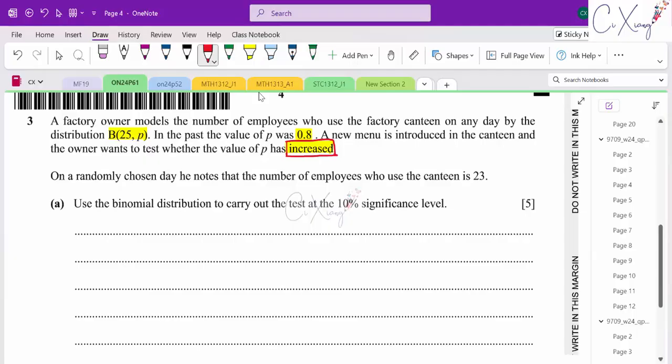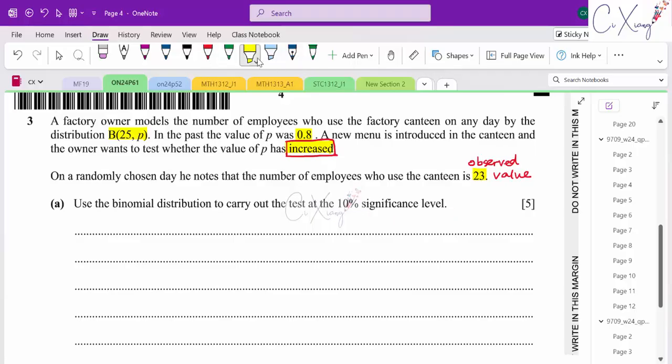On a randomly chosen day, he notes that the number of employees who use the canteen is 23. So highlight the word 23. This is the observed value basically for us to calculate the p-value later. So that means when he carries out the test, he's using 25 employees, and then he tried to observe who used the canteen. So he realized that it is 23. Use the binomial distribution to carry out the test at 10% significance level.